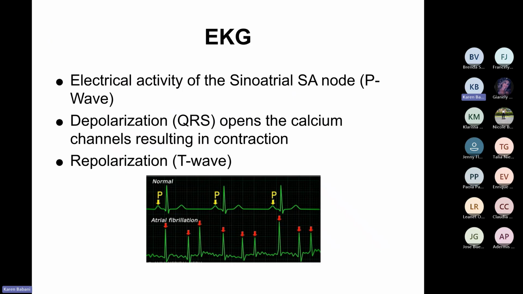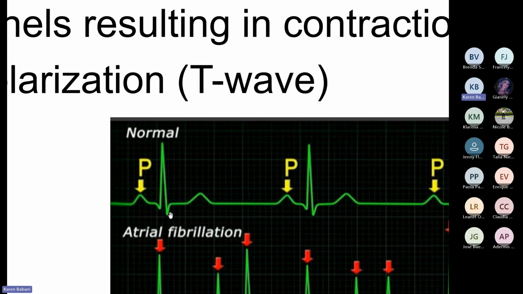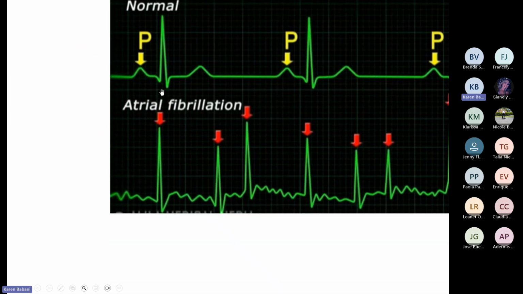Very important, because this is how the questions are asking this now. This is supposed to last 0.12 seconds. And how do we measure that? We can measure how many of the tiny squares. When we're reading an EKG, you see that there's this big square that is full of tiny little squares.